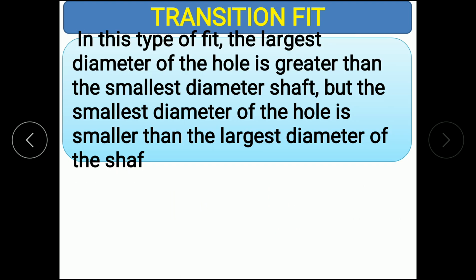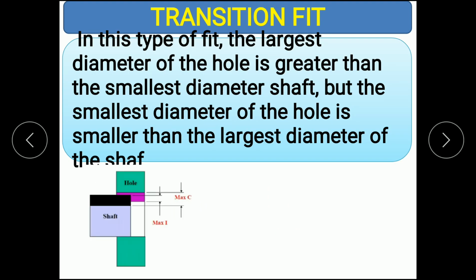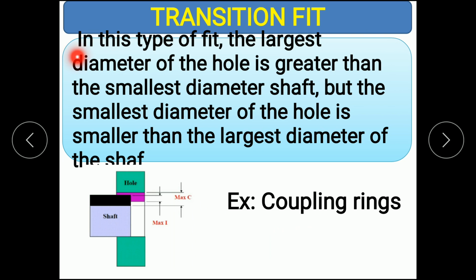Next is transition fit. It is a combination of both clearance and interference fit. In this type of fit, the largest diameter of the hole is greater than the smallest diameter of the shaft, but the smallest diameter of the hole is smaller than the largest diameter of the shaft.